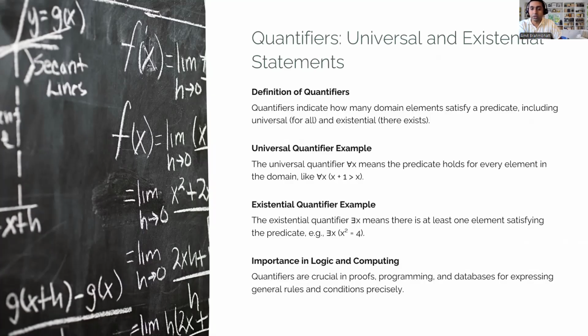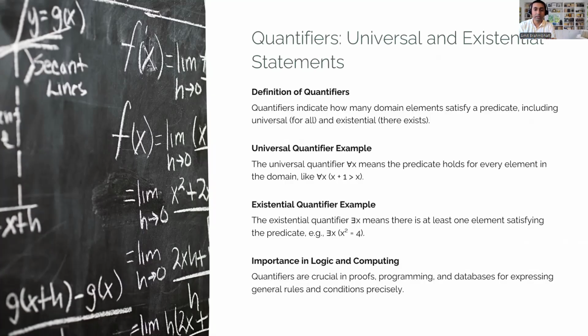Quantifiers are powerful because they allow mathematicians and computer scientists to express general rules and guarantees. However, they must be used carefully, as changing the order of quantifiers can completely change the meaning of a statement. For example, "for all x, there exists a y where y is greater than x" has a very different meaning from "there exists y such that for all x, y is greater than x."